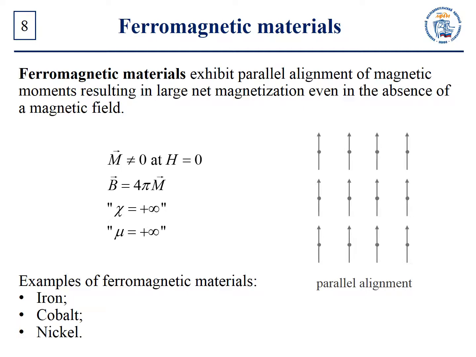Ferromagnetic materials exhibit parallel alignment of magnetic moments, resulting in large net magnetization, even in the absence of a magnetic field. The elements iron, cobalt and nickel and their alloys are typical ferromagnetic materials. In the case of ferromagnetism, the magnetic susceptibility is meaningless, while the differential magnetic susceptibility makes sense. Ferromagnetism is observed only below the material-dependent Curie temperature, or the temperature of ferromagnetic phase transition. Curie temperature can be sufficiently large. For example, for iron, it is about 1000 Kelvin.